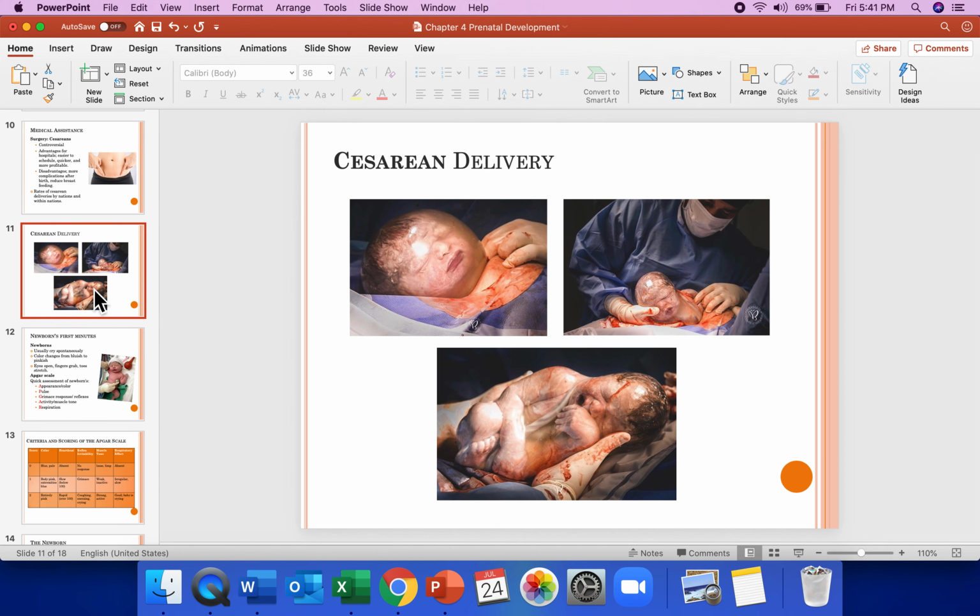Just some cool pictures that I wanted to add of an actual baby being born still within the amniotic sac before it was popped and the baby coming out. This is how the baby lived all 9 months inside the womb.